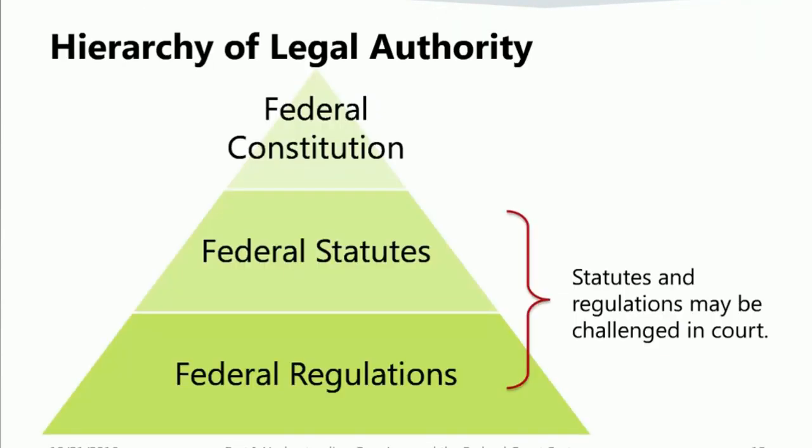Patent matters brought before the PTAB or a federal court must be decided in accordance with the applicable laws and regulations. The Constitution is the most authoritative legal document. Below the Constitution in the hierarchy of legal authority are the federal statutes. Finally, federal regulations promulgated by agencies to implement the statutes are at the bottom of the pyramid. Both federal statutes and federal regulations may be challenged in court.